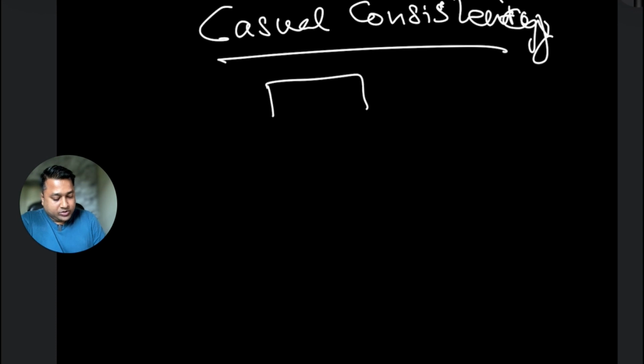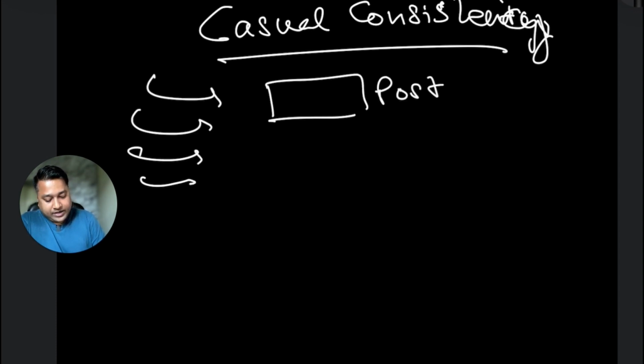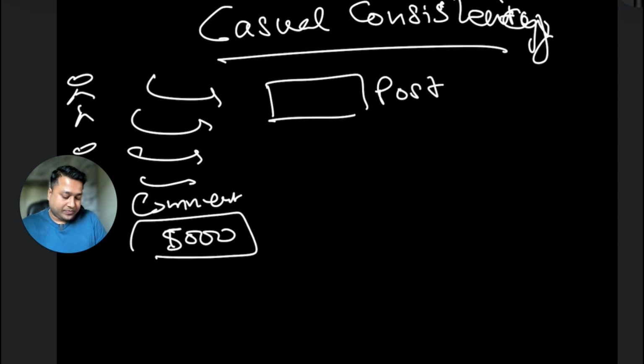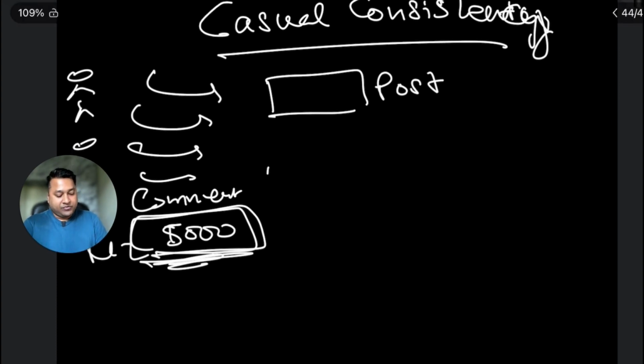So there is a post and many people are writing comments, right? So these are your comments. Let's say somebody has written a comment which is at number 5000. So it's not like that. You will always end up watching this comment at line number 5000 before the 49999 line comment, right?